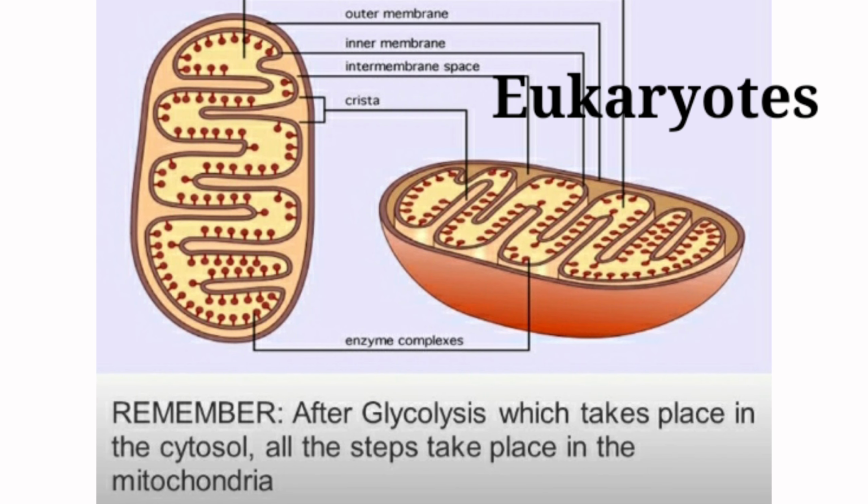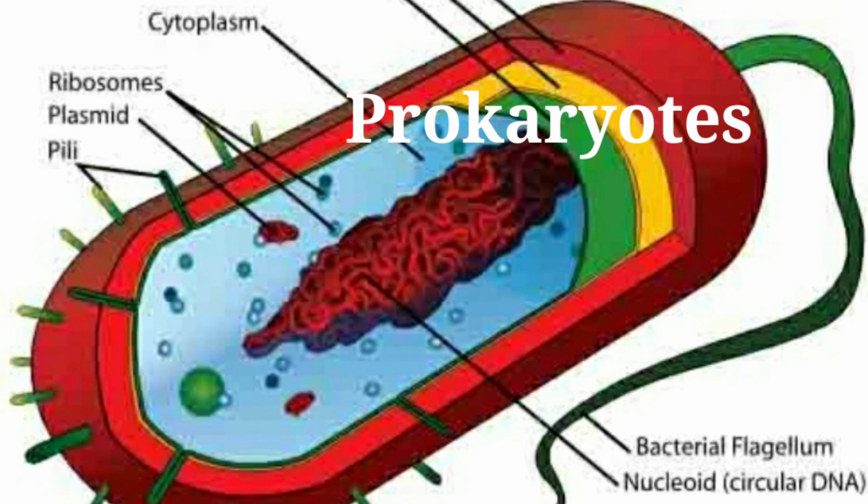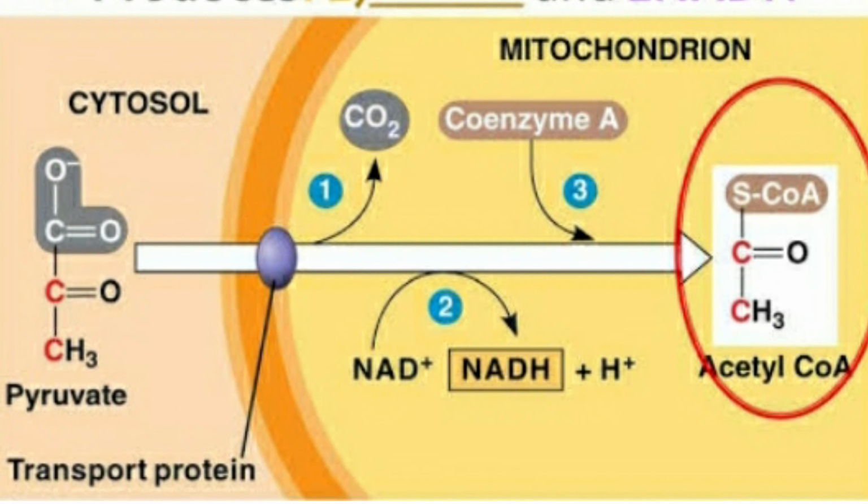In eukaryotes, this step takes place in the matrix, the innermost compartment of mitochondria. In prokaryotes, it happens in the cytoplasm. Overall, pyruvate oxidation converts pyruvate, a 3-carbon molecule, into acetyl coenzyme A, a 2-carbon molecule attached to coenzyme A, producing an NADH and releasing 1 carbon dioxide molecule in the process.